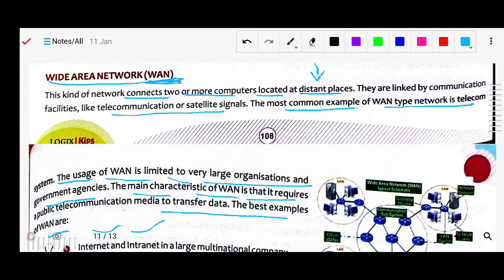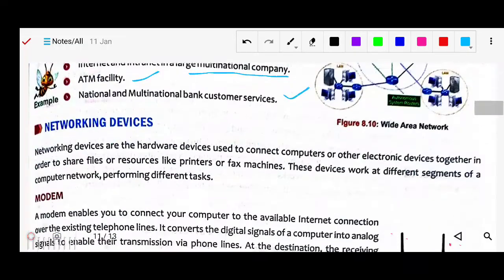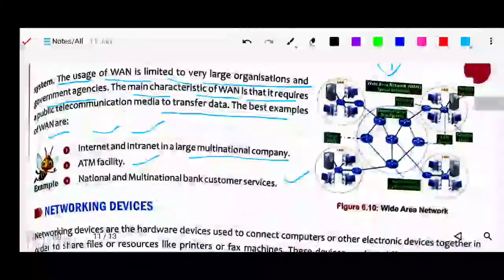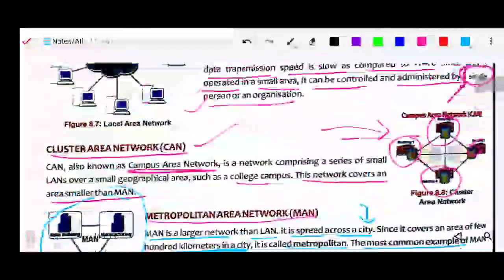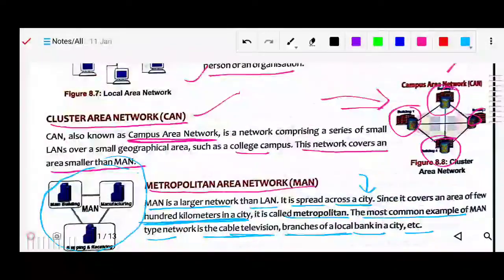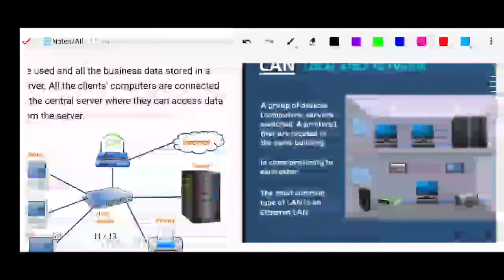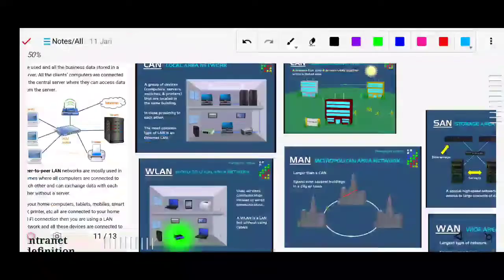Once again, this is the diagram of the WAN. You can see how it is distributed all over the globe. There are some more pictures that you can see. I hope you will get some more information from here also.